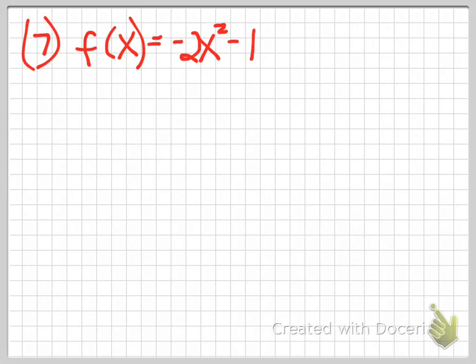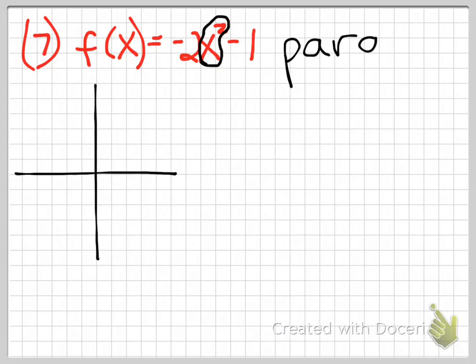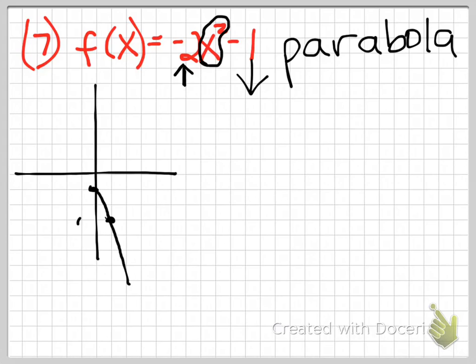Number 7, you're graphing this equation. This is a quadratic equation because it has x squared, which makes it a parabola. So we're going to start off with the fact that this is going to shift us down 1. And the slope is going to be negative 2. So I'm going to go down 2 and right 1. And I'm going to mirror that dot in the other direction, which is going to make a parabola that's upside down.